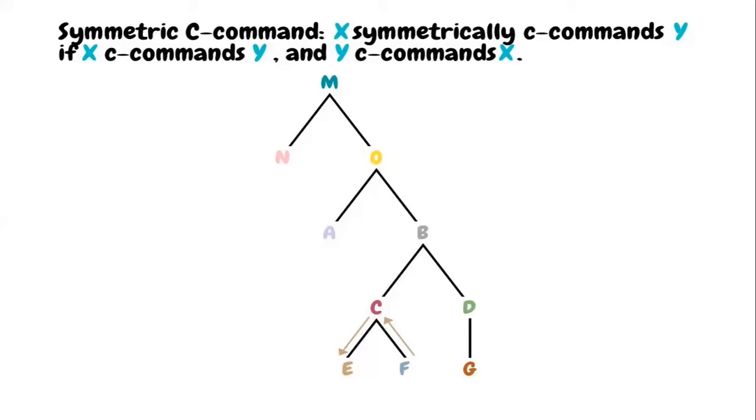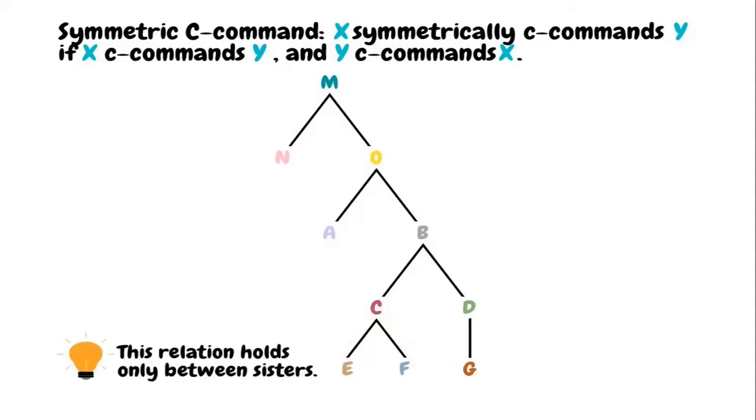But as Bushra is telling you, symmetric C command is only between sisters. So N symmetrically C commands O. Why? Because N C commands O and O C commands N. As Bushra has shown you the 4 symmetric C commands in this tree. Excellent, Bushra. Bravo. So as the doctor said, we can conclude that this relation holds only between sisters.